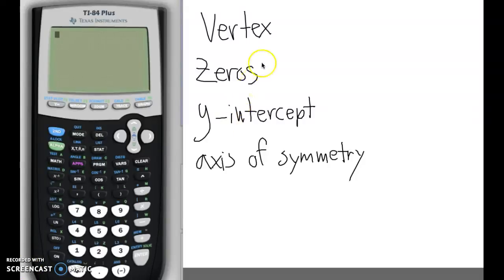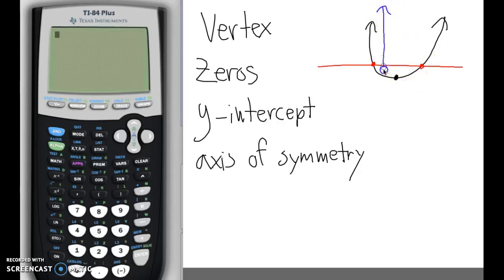So in this video, we're going to look at how to find the important parts of a parabola. And remember that our parabola looks somewhat like this. This would be the vertex as our first main point. The zeros depend on where the parabola crosses the x-axis. And so this would be 1, 0. This would be another 0. Basically, it's the value of x that's going to make my equation 0.